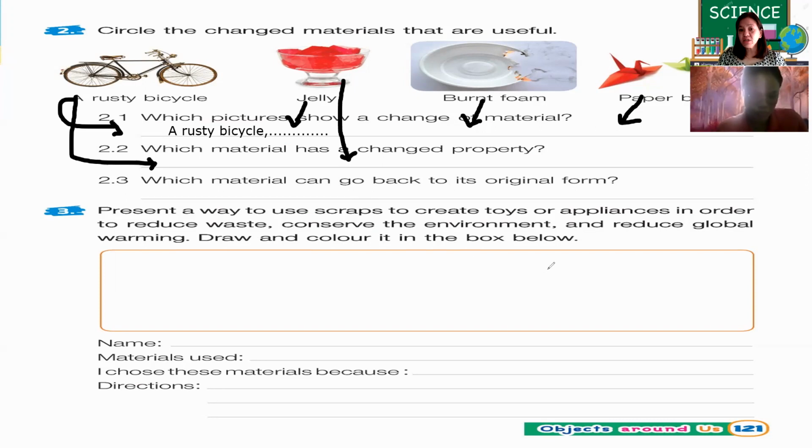Okay, and also the burn foam. The property change: it melts, it burns, you cannot return it to the same shape. How about the paper birds? It still stays paper. Only how it looks changes, but the material, the property, is still paper. So it does not include only the three: the rusty bicycle, jelly, and the foam.